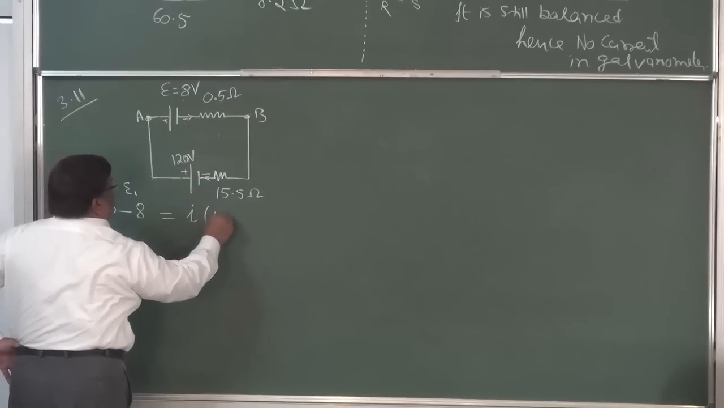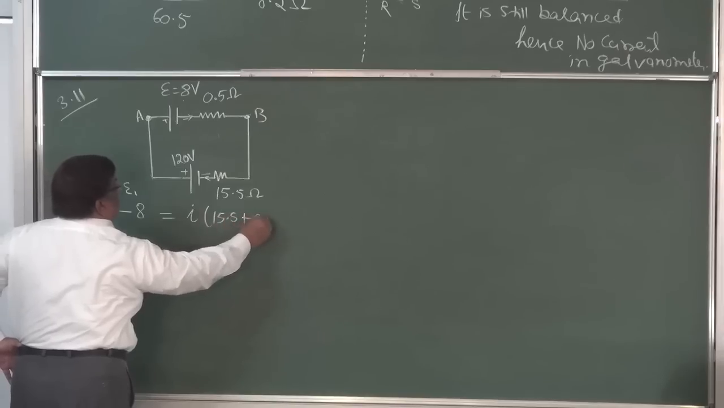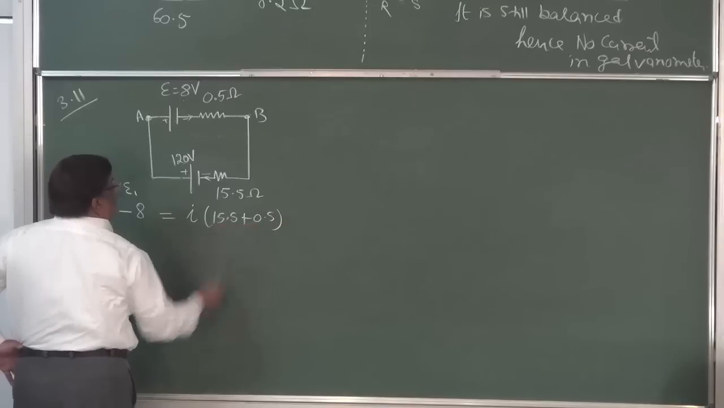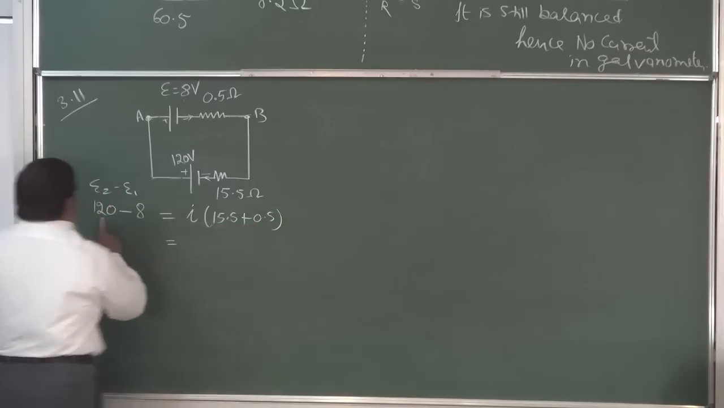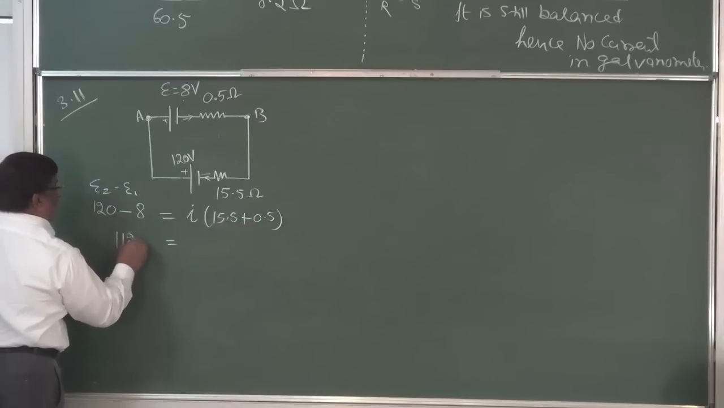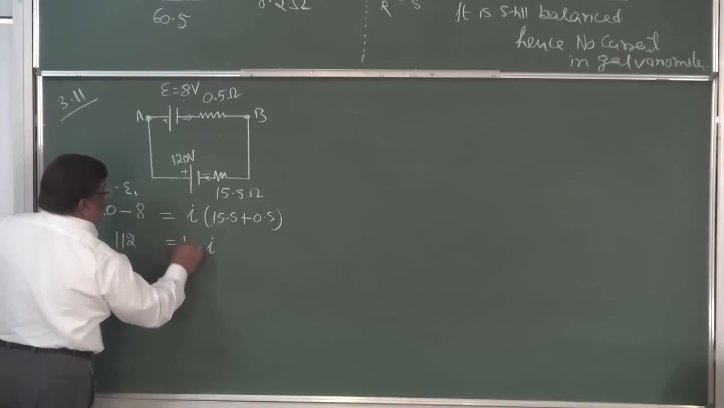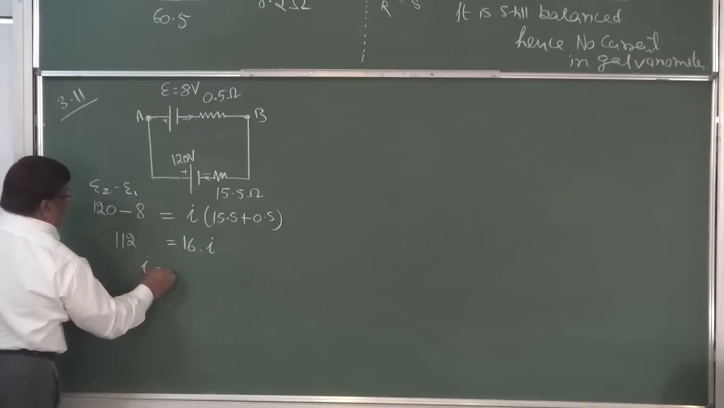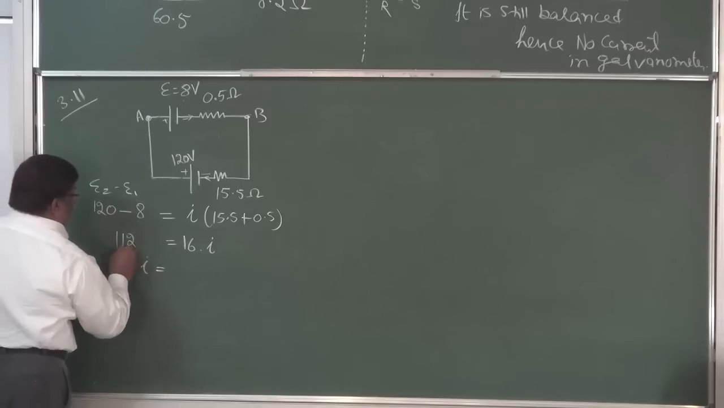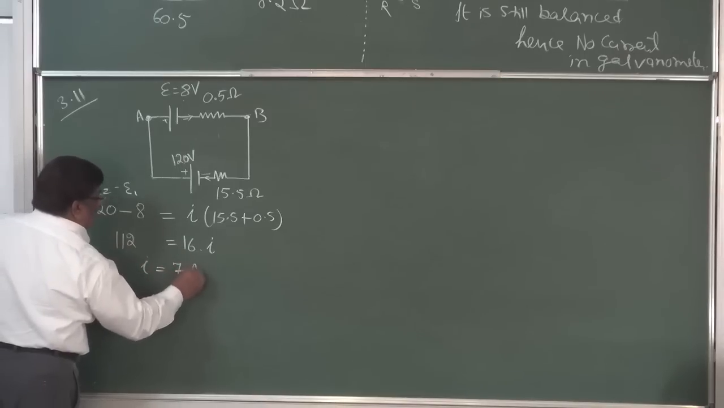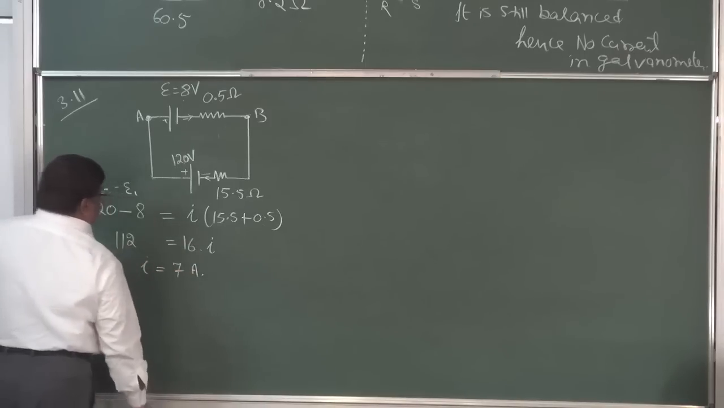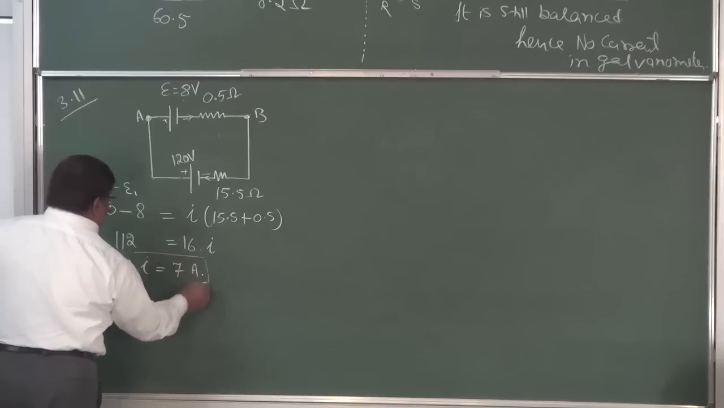So 15.5 plus 0.5 comes to 16. This is 112, and this is I multiplied by 16. So I is equal to 7 ampere. This is the current flowing in it.